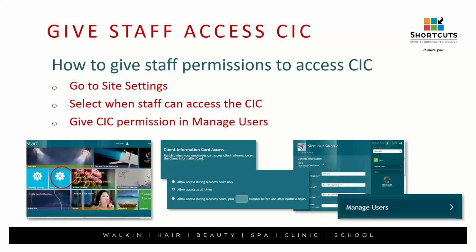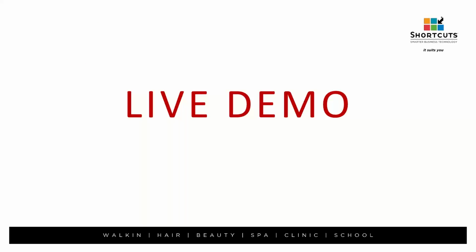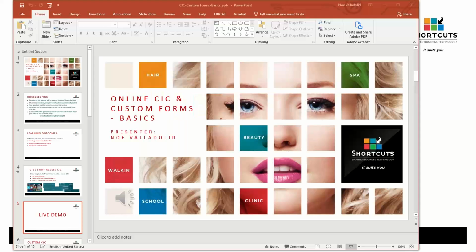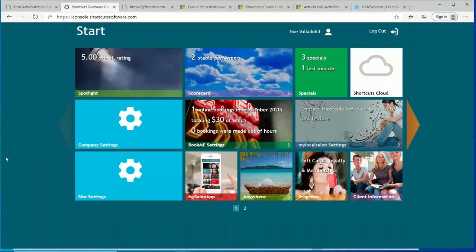So where do we go to actually give staff permission? Once you're in site settings, after you choose when the staff has client information card access, you then need to go to manage users. So we're actually going to set one up, for example. So I'm going to get out of the presentation for a moment, and we'll go to the console. So again, we're going to site settings.